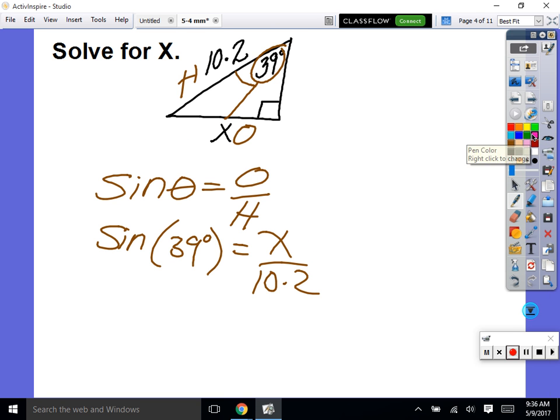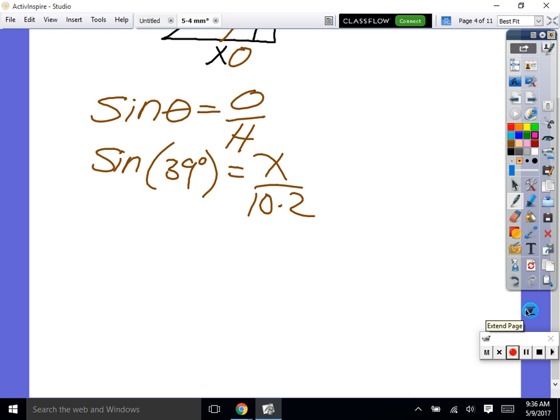We always multiply by what's on the bottom, because what undoes division? Multiplication. So now to solve for x, what am I going to do? Times 10.2. If I do that to one side, I have to do it to the other side. Now look, they divide out. Isn't x alone? Yeah. I've reached my goal. So now you just type it in. You guys, you don't type in the inverse side.